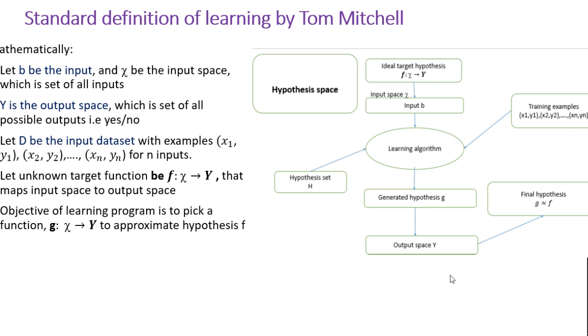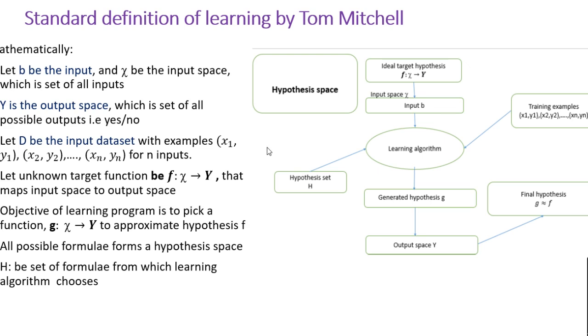My learning program should come up with a hypothesis. So this is my learning algorithm. It should generate a hypothesis G which is approximately the same as f. So that's our goal. And what is the hypothesis space? All the possible formulas, the ideal target hypothesis plus the input space, all this is part of the hypothesis space.